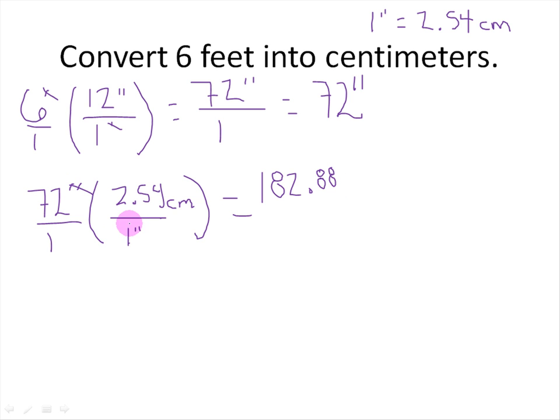Our inches have canceled, so we know that these are going to be centimeters, and we can come over here and say 1 times 1 is 1, and so 6 feet is exactly 182.88 centimeters.